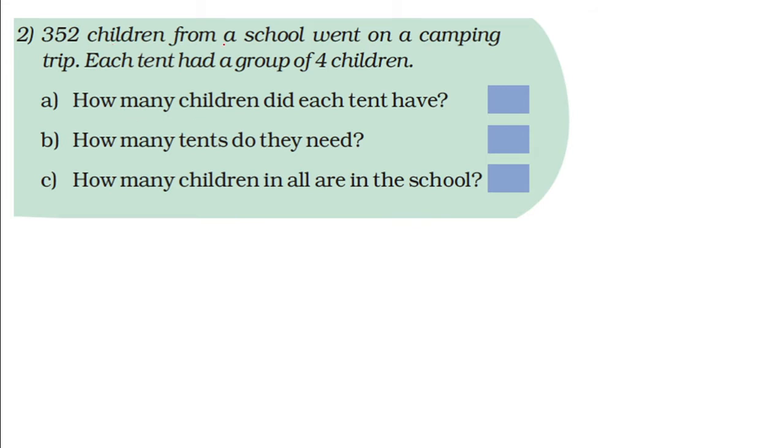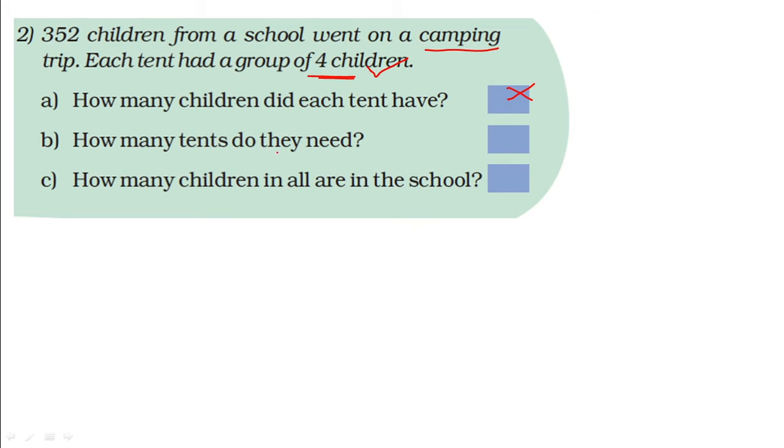352 children from a school went for a camping. Each tent had a group of 4 children. One tent can have 4 children, which means this question is about division. How many children did each tent have? This cannot be the question because each tent can have 4 children. This information is already given.